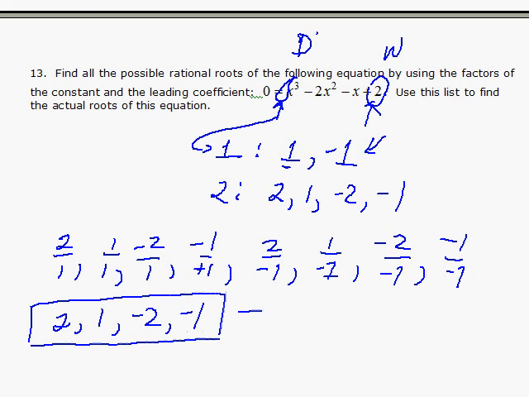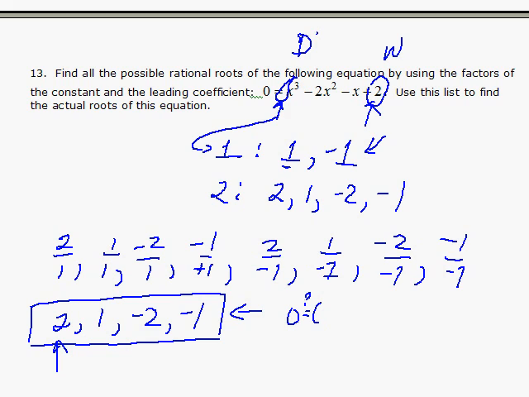Now here's the deal. What kind of roots can you have? You can have rational roots. You can have irrational roots. 0 isn't included in here. And you could also have complex conjugates. So this only covers the rational roots. Now at this point you're going to use this list to find the actual roots of this equation. There are several ways to do that. Probably the easiest way is to put these into that equation and see if they equal 0.